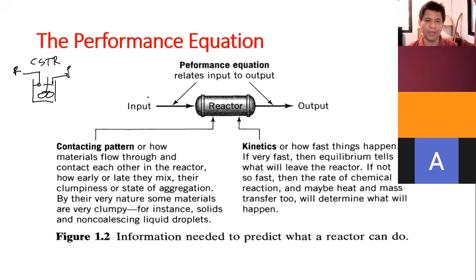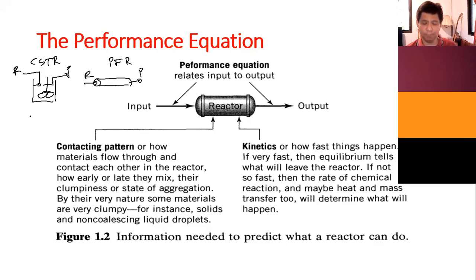The other type of reactor is the PFR, the plug flow reactor. Usually it's just a long pipe with no agitator. The reactant enters here, and when it reaches the end, you have your product. So these are the two contacting patterns that we will probably discuss in chemical reaction engineering.